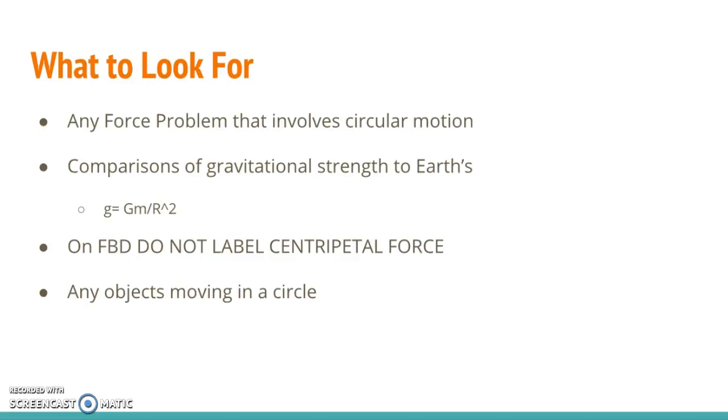You also see comparisons in gravitational strength, which you'll use your gravitational formula, which is g equals G constant mass over r squared. And remember, on free body diagrams, do not label centripetal force. It is only a name for the force. So if an object is attached to a string, centripetal force would be tension, so you would label tension of the string.